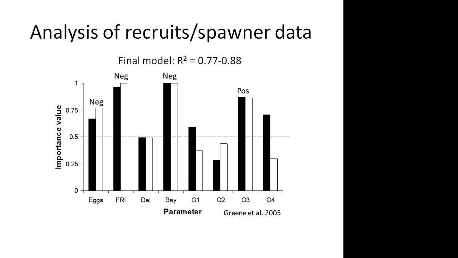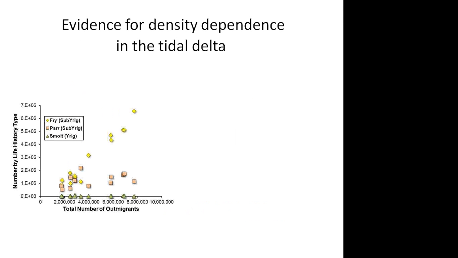A strong negative effect of eggs, suggestive of density dependence, a negative effect of flood recurrence interval, or incubation flood, and then an interesting negative effect of the base factor, and a positive effect for this third ocean year factor. So what I want to focus on is this one right here. We found evidence of density dependence, but this model in and of itself, since it focuses on adults, is not informative about where that density dependence is.